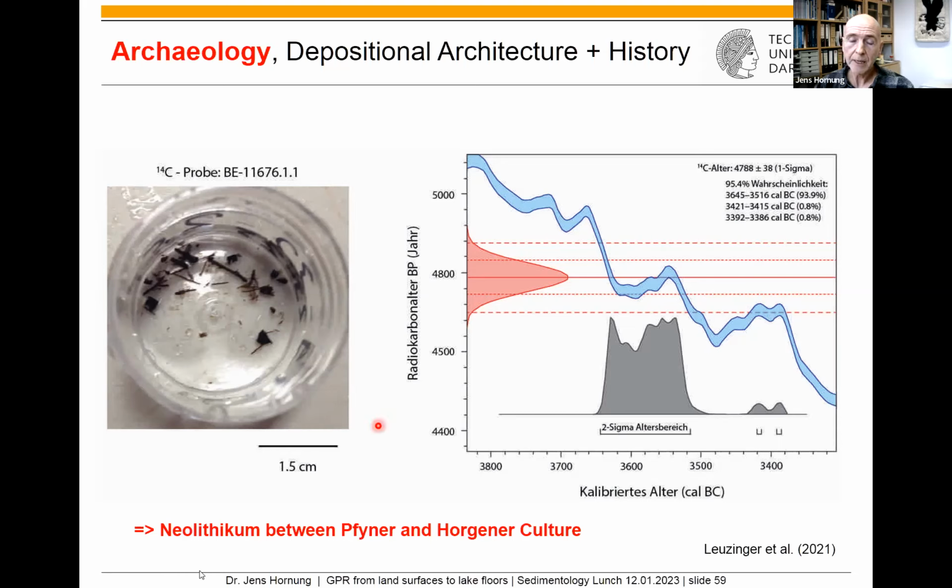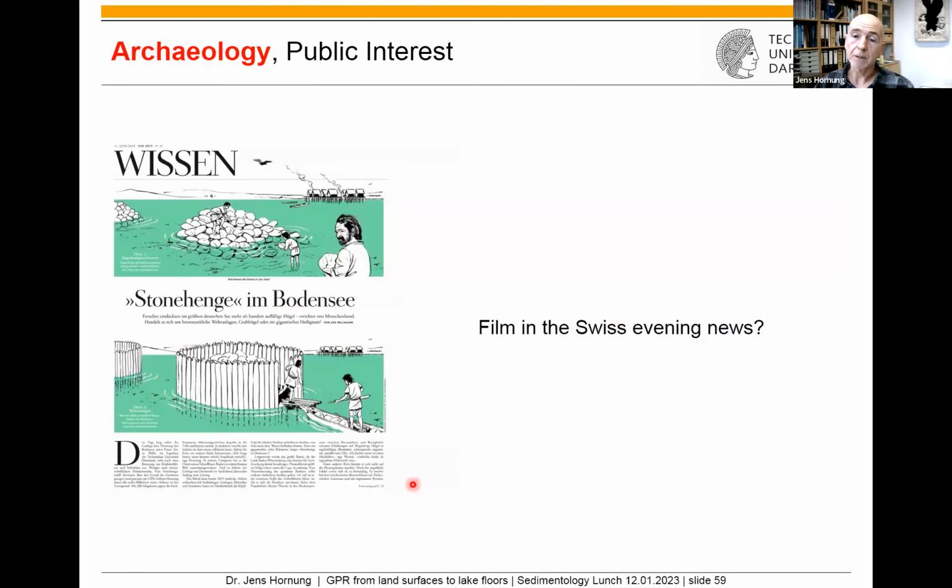So that means we are in the Neolithicum between the Pfühner and the Hornung culture, which is a time gap in archaeology, and it was very spectacular. So that was a really big medial echo. So newspapers were reporting about these hügelis, the poles, how that could look like. And they also reported about a GPR survey.